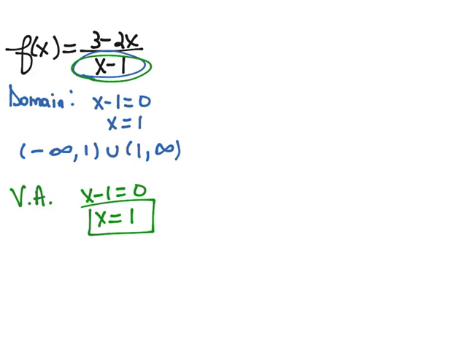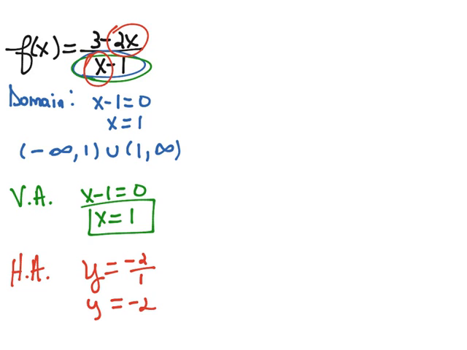And the last thing that we talked about were horizontal asymptotes. To find the horizontal asymptotes, compare the degree of the numerator to the degree of the denominator. The degree of the numerator is 1, and the degree of the denominator is 1. So our horizontal asymptote is going to be the ratio of the leading coefficients, which would be y equals negative 2 over 1, or y equals negative 2. So we're going to use these facts to sketch our graph.